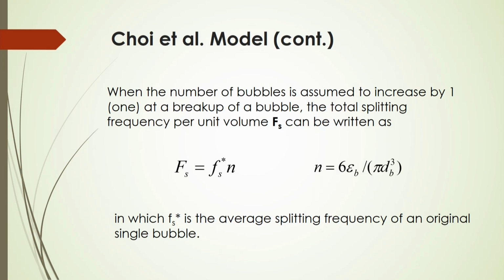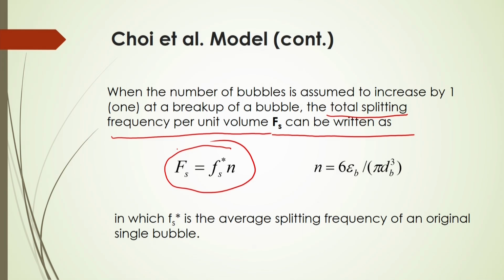Once you know this coalescence frequency, you also have to consider that the number of bubbles is assumed to increase by 1 at a breakup of a bubble. There is a possibility for a bubble to break up also, so the total splitting frequency per unit volume also has to be calculated. The total splitting frequency per unit volume Fs can be calculated from this. Fs will be equal to Fs star into n. Here n is again the number of bubbles formed.